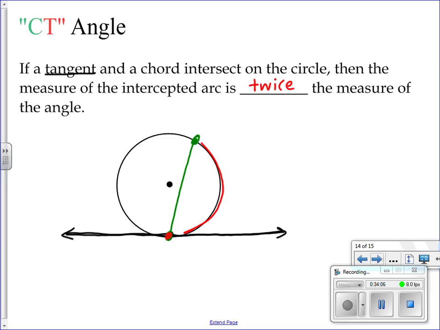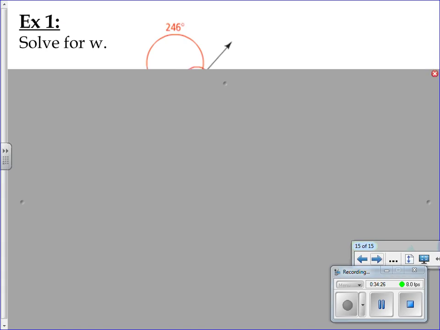So it's pretty much the same exact thing as an inscribed angle. So I'm just going to make something up. Let's say this arc is 200 degrees, then this angle is going to be 100 degrees. So we're just going to use that for the next two examples. These will be pretty quick.